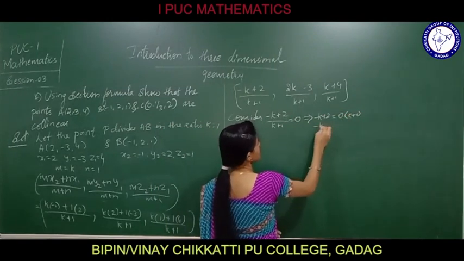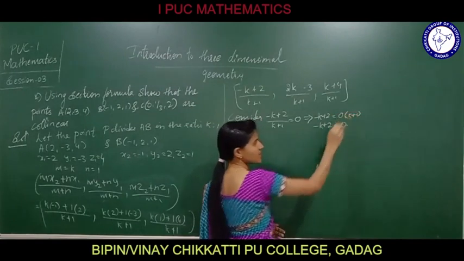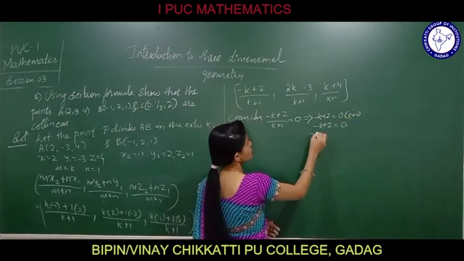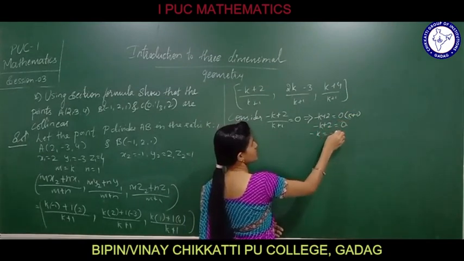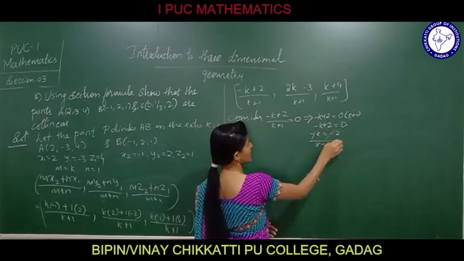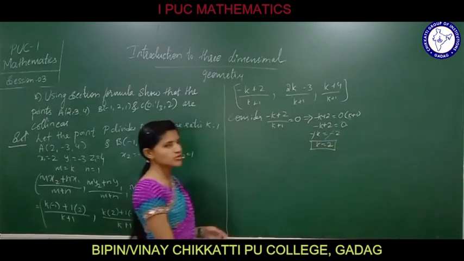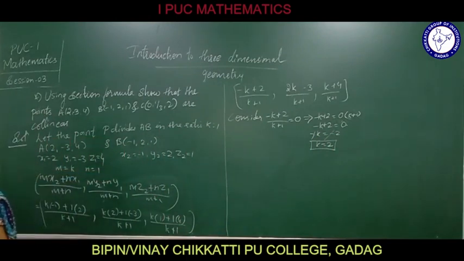That is the thing, but minus k plus 2 is equal to 0 because any number multiplied by 0 is 0 itself. So, minus k is equal to minus 2. If it shifts this side, it is going to be minus 2, and the minus sign is going to get cancelled. We are going to get k is equal to 2. What we got? We got the value of k as 2. Now on getting k is equal to 2, simplify the remaining things.